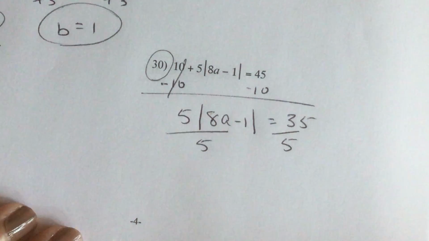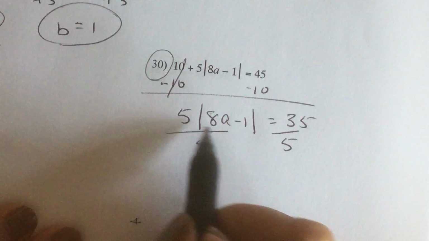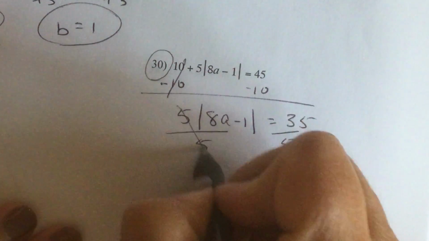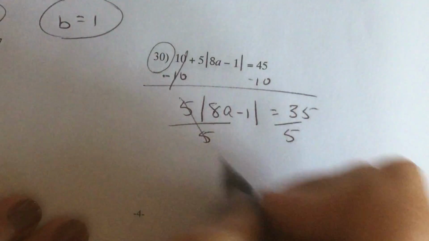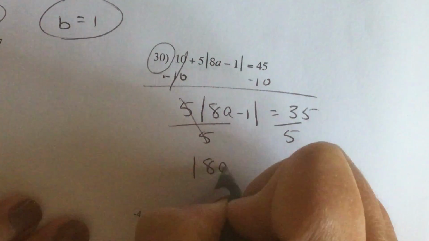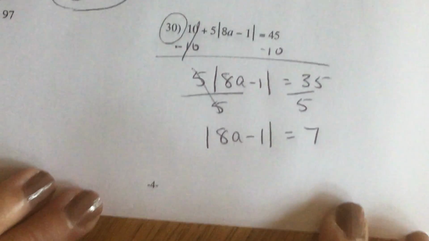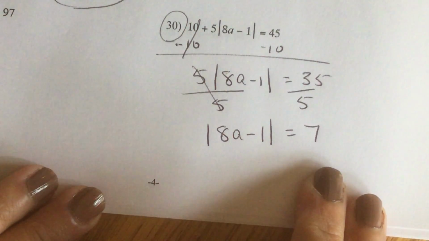Do not subtract 5. This is 5 times that, not 5 plus that. So we need to divide. It's a very common mistake, and it gives me the heebie-jeebies. Okay, so 35 divided by 5 is 7. Now I have my absolute value bar alone.